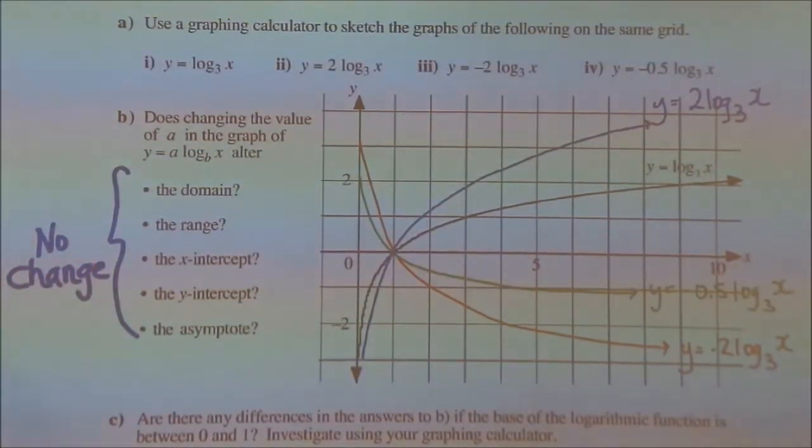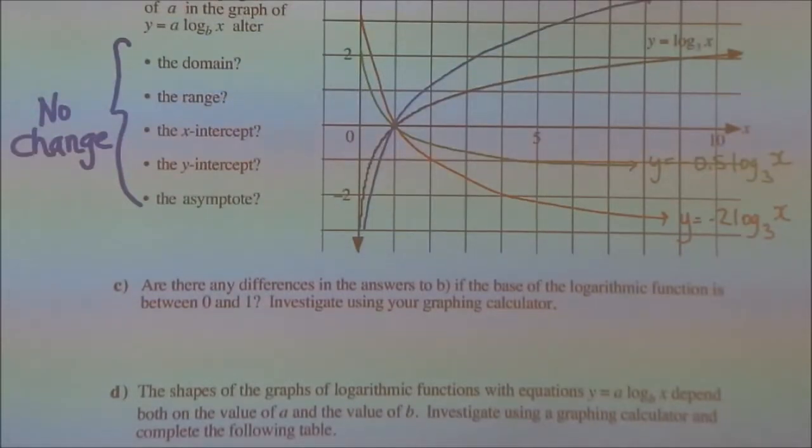Okay. Well, what happened if I changed the base? Instead of using 3, what if these were all 1/3? Would there be any change? Take a moment and put this into your calculator and see what happens.